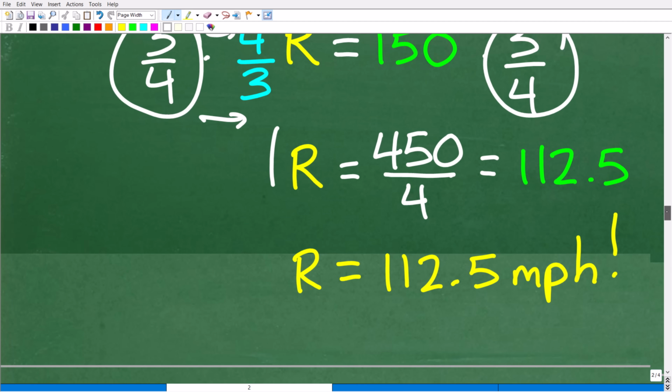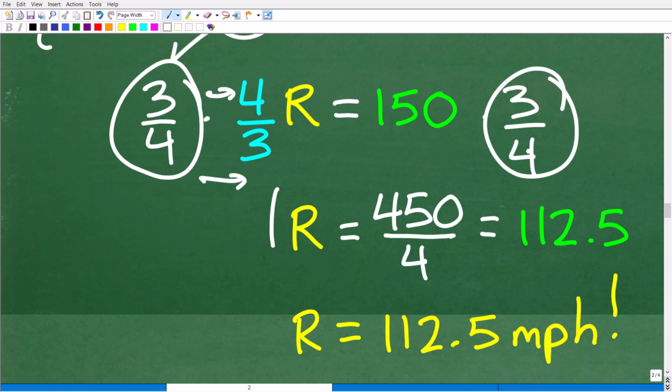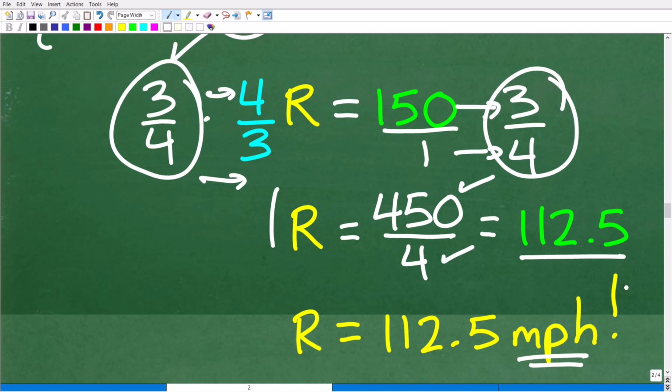And here, we're almost done. So 150 times 3/4 is the same thing as 150 over 1 times 3/4. So we're going to multiply 150 times 3, that's 450, over 1 times 4, which of course is 4. 450 divided by 4 is 112.5, but 112.5 what? Well, we already determined the units of measure will be in miles per hour.